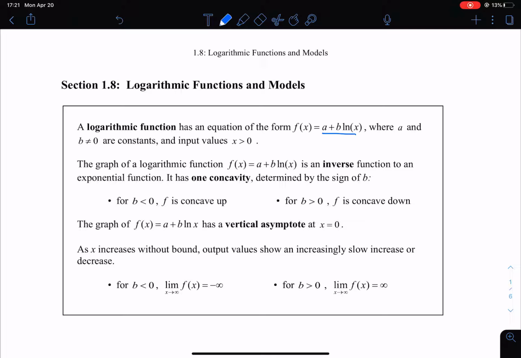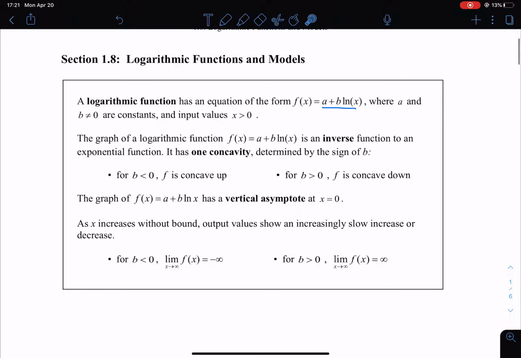It cannot be 0, because when b is 0, this is a constant function. And because it's the natural log of x, the input value x must be positive. X cannot be negative. And this function, a logarithmic function, is actually the inverse function of an exponential function.